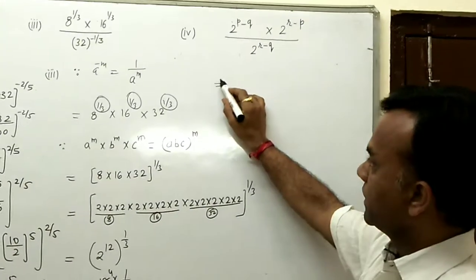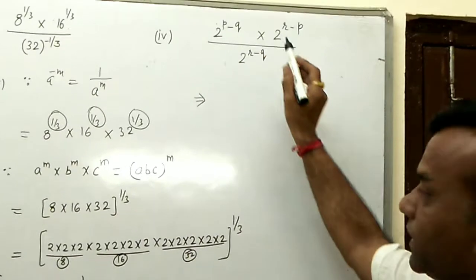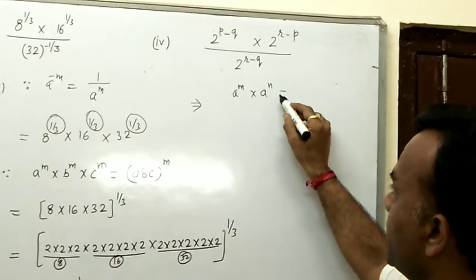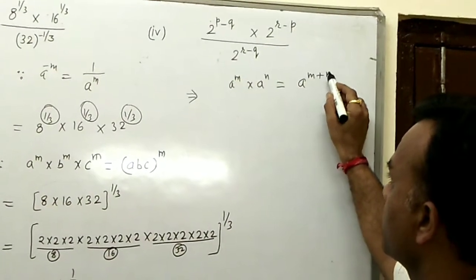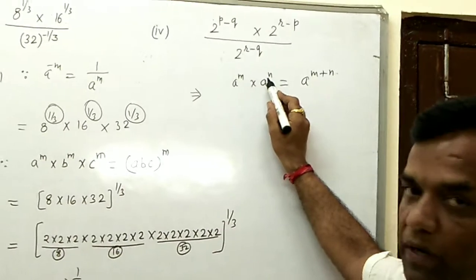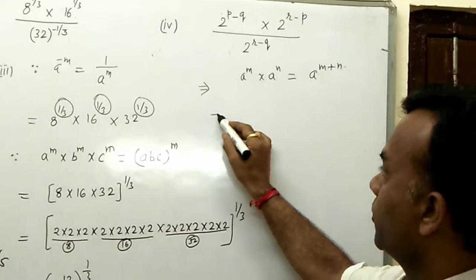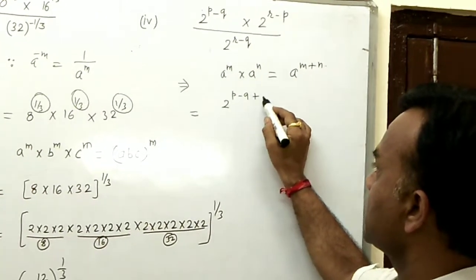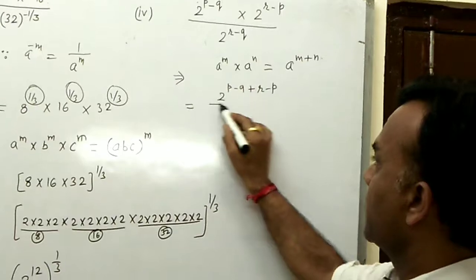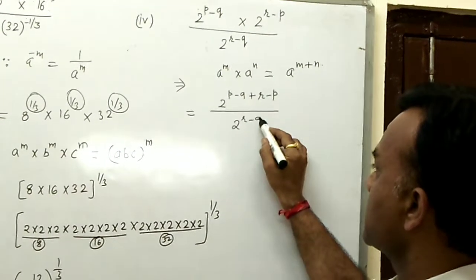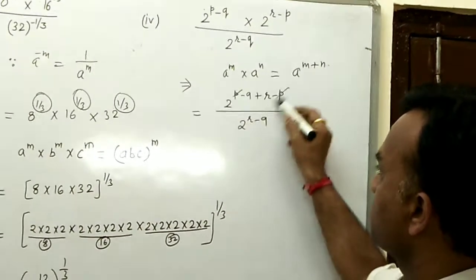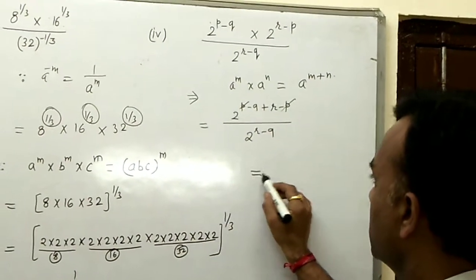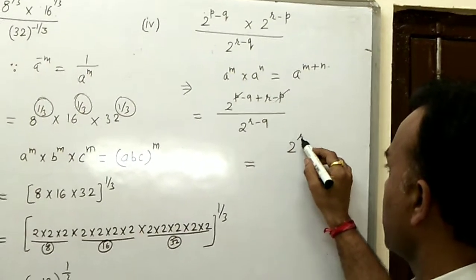So here first we use the concept for the numerator, because we know that a to the power m into a to the power n is a to the power m plus n, because the bases are the same but the powers are different, so the powers are added. In the numerator, the power is p minus q plus r minus p, and now you have 2 to the power r minus q. The p's cancel out because one p is positive and the other is negative.